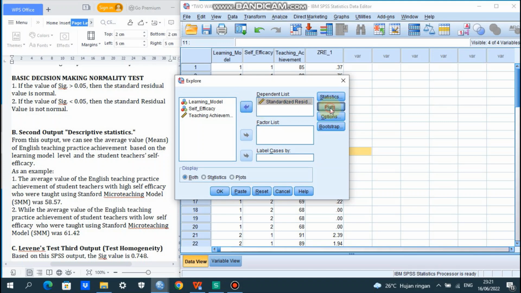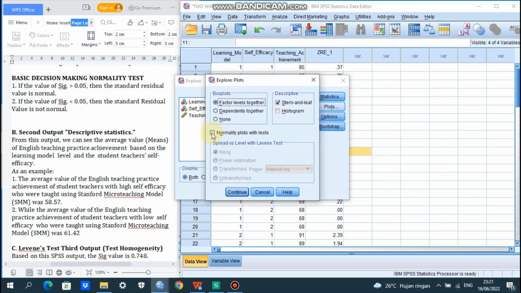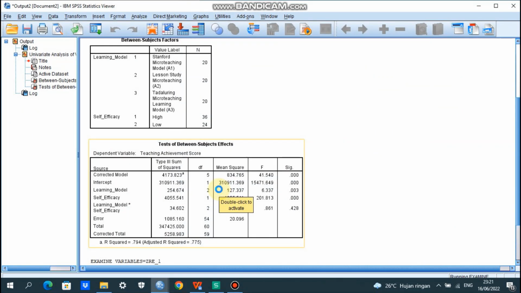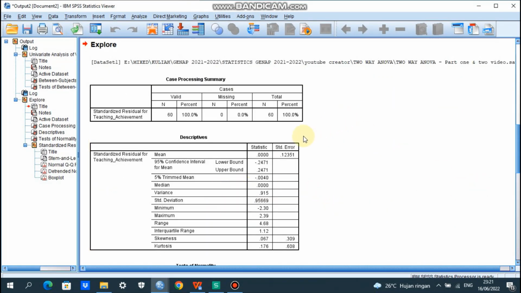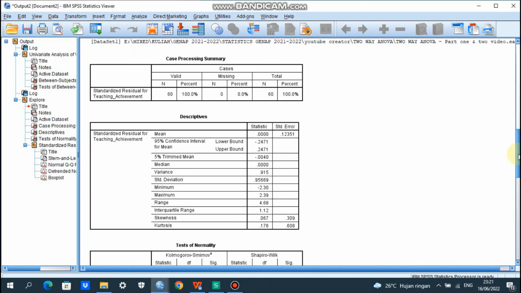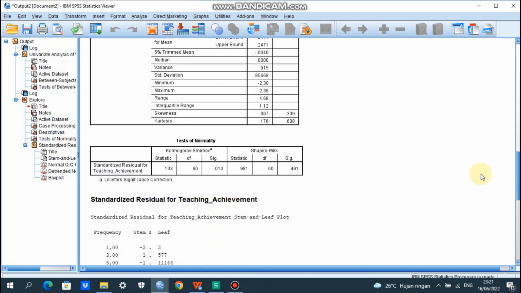Okay. And click Plots. Click normality plots with tests, and then we click Continue. Lastly, we hit OK. There are 3 SPSS outputs: case processing summary, descriptives, and the last is test of normality. This is the important one.